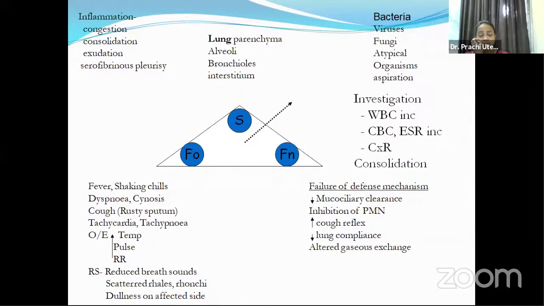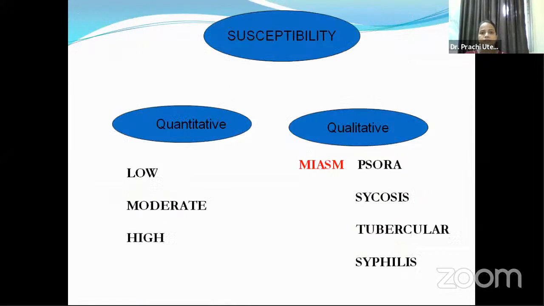Because from here, if the characteristic form is present, then definitely the susceptibility is higher. If the mental symptoms are also there along with this tissue susceptibility, then the sensitivity is higher. So that is why it will help us in selecting the potency also. Now susceptibility has two aspects, qualitative and quantitative. In the quantitative aspect, as you know, susceptibility might be low, might be high, or it might be moderate also.